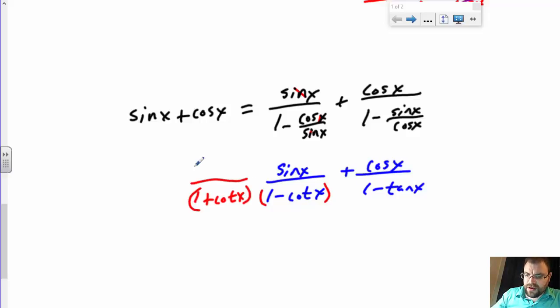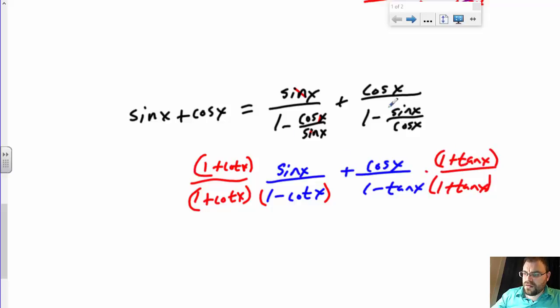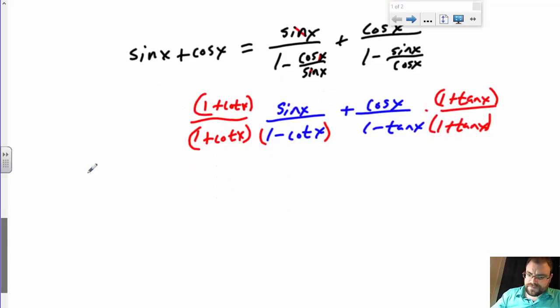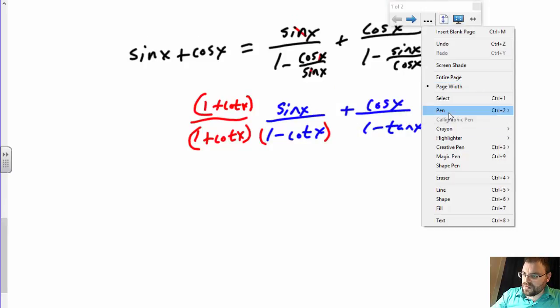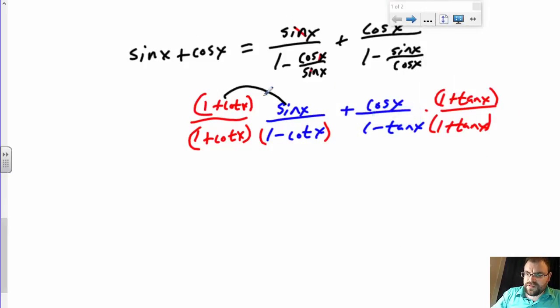And this one here, and top and bottom, same thing, right? Which is what you could try if you have a 1 minus something. You could try to multiply by 1 plus something and see if it works out. And then we'll do the same thing here, 1 plus tangent instead, and 1 plus tangent here. Okay. So this is what I'm going to do. I'm going to multiply this out. We're going to distribute the sine.